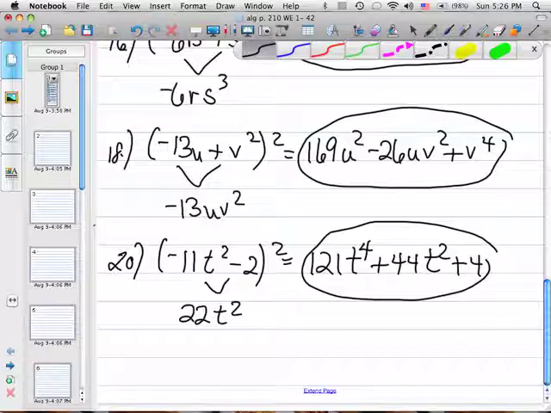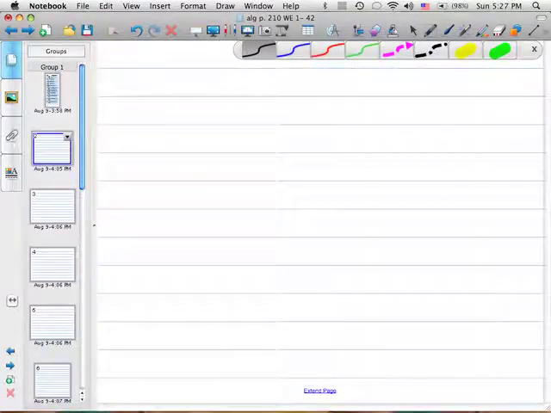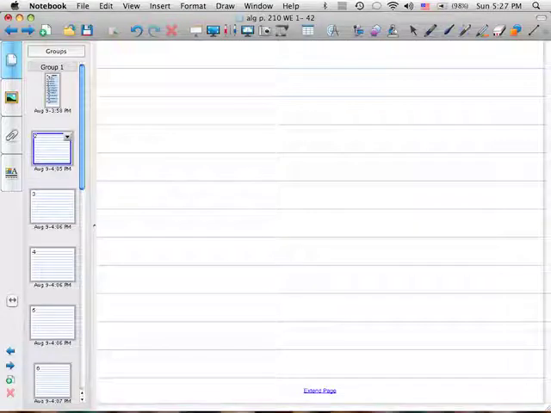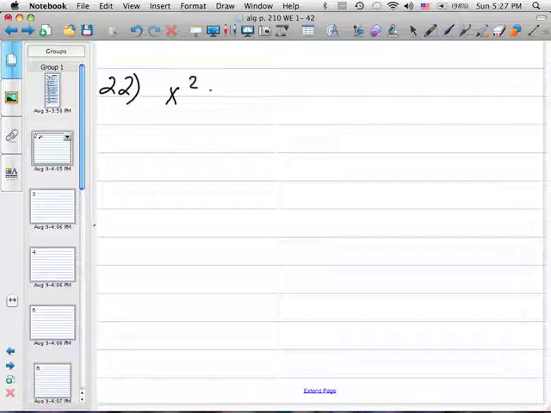Now the next set of problems, you're checking to see if they're perfect square trinomials, and then we're going to factor them. If they're not, we'll say not a perfect square. So 22, write the problem down. We have x squared minus 4x plus 4.